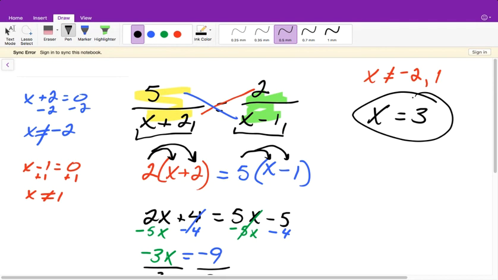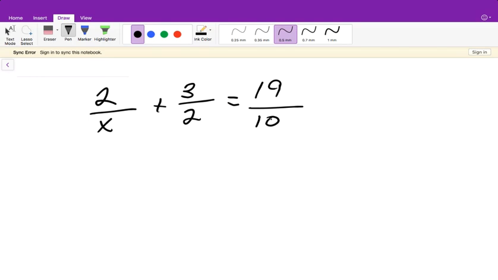All right, so those are two of the questions that we went through really quick. When you have two ratios that are equal to each other or you have a proportion, you simply just cross multiply. There's one more example I'm going to go through with you guys when it's a little bit different than this. All right, here you have 2/x plus 3/2 is equal to 19/10.